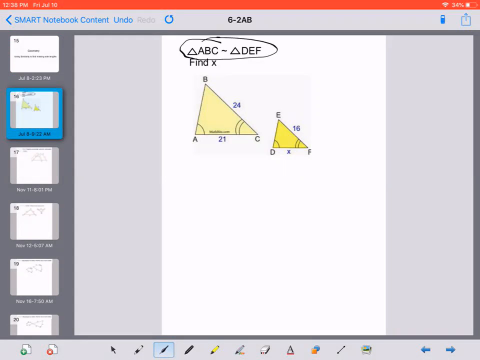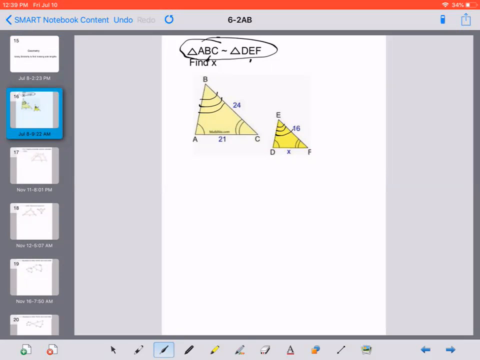And that means that we can mark all the corresponding parts. We see angle B has to be congruent to angle E. So even though it's not marked in there, we could mark that in based on the similarity statement we're given. And now since we're given that, we know that all corresponding sides will be in proportion as well. And so the first thing we want to do is figure out the scale factor.